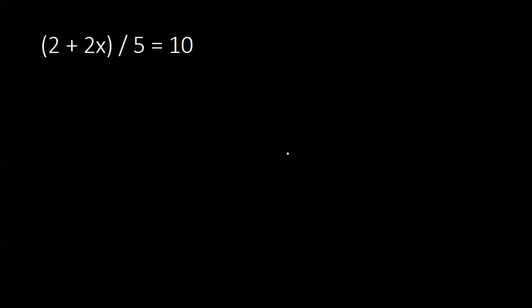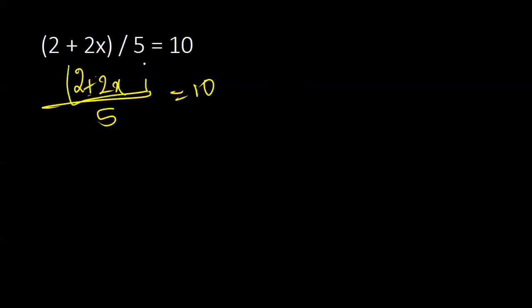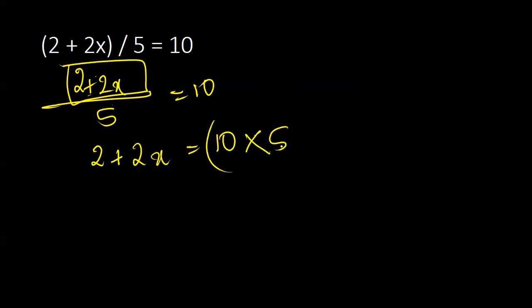Now moving forward, this makes it one step higher. 2 plus 2x, whole divided by 5. This bracket implies whole divided by 5 equal to 10. Now, as I had mentioned, the key operation happening is not addition, but division. So I will isolate this entire term which has x, but I will take the denominator to the other side. It will become multiplication as division is happening here. So 2 plus 2x equal to 10 into 5. So 2 plus 2x equal to 50.